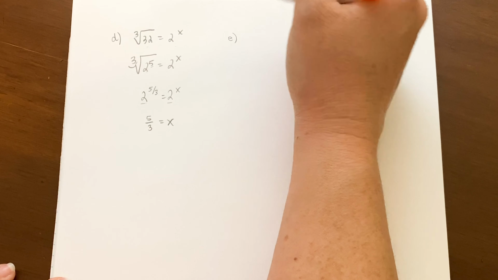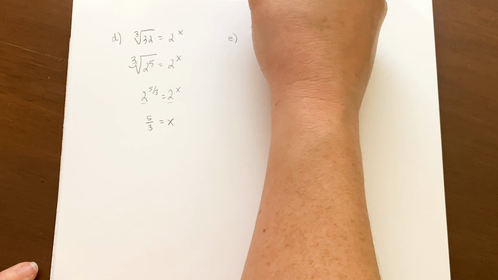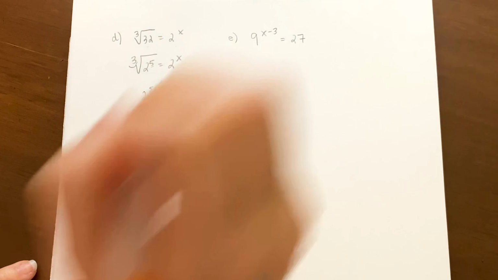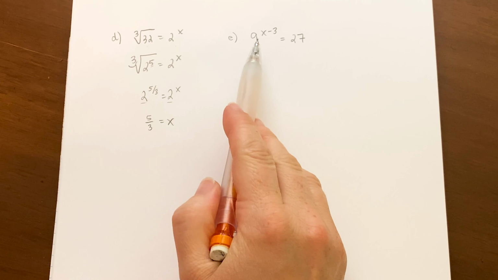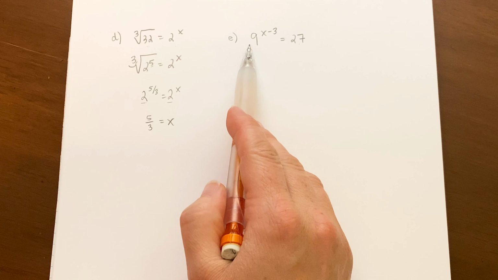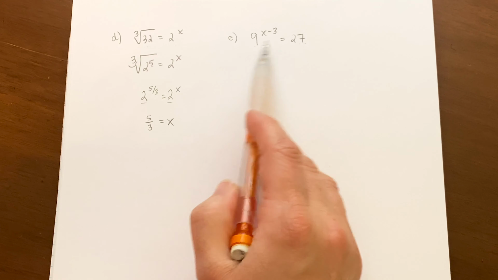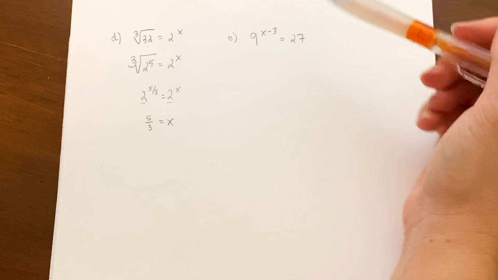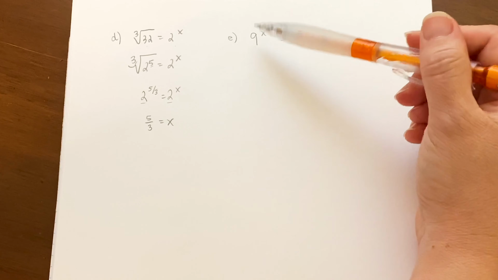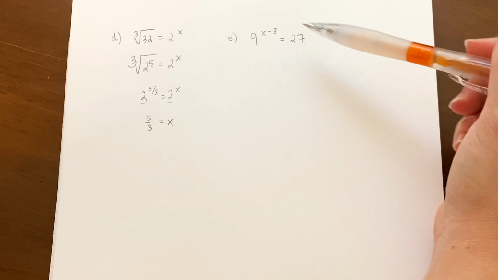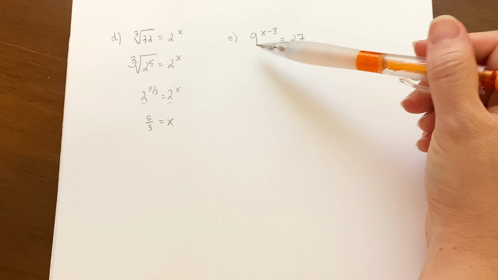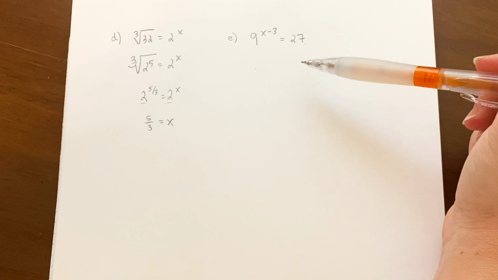Last one for today. I'm trying to show you a bunch of different types of problems. We've got 9 to the x minus 3 power equals 27. Now for this one, 9 squared does not equal 27. 27 squared does not equal 9. There's no way that we can rewrite these two numbers in terms of each other. So we have to think of this a different way. They do have a power of 3 in common. 9 can be rewritten as a power of 3. 27 can also be rewritten as a power of 3. So that's what we're going to do for this one. When we rewrite these, we're going to rewrite them both as a power of 3.